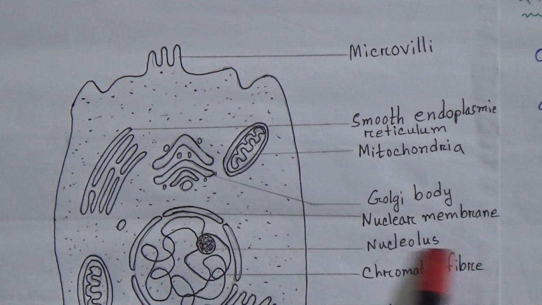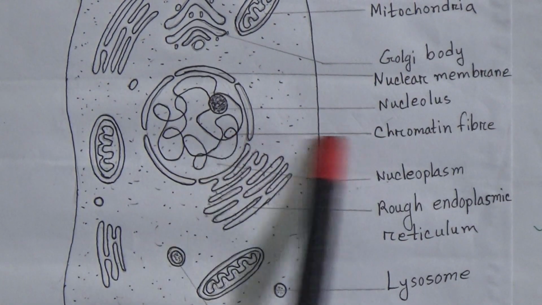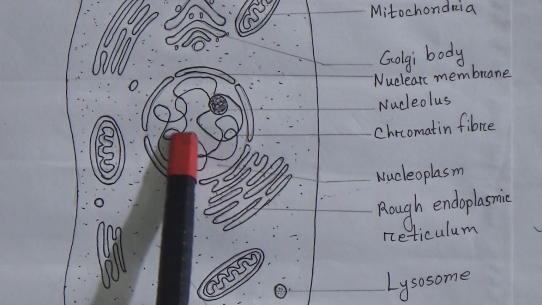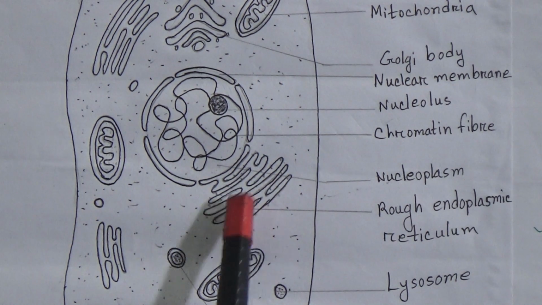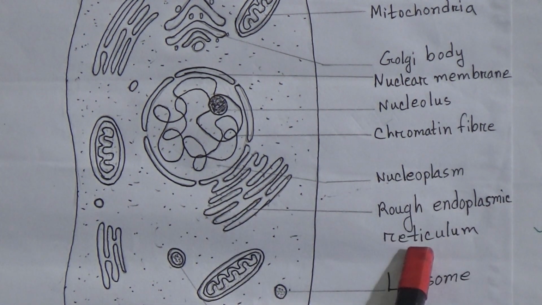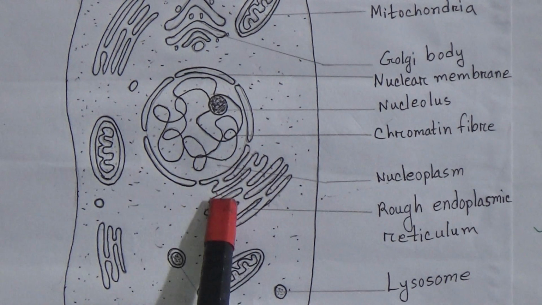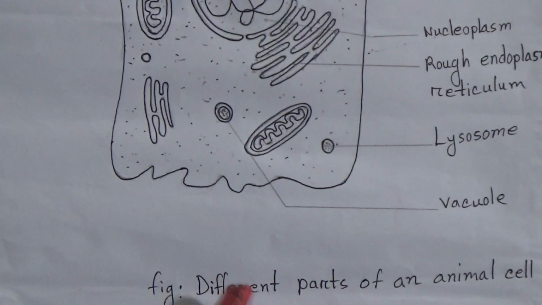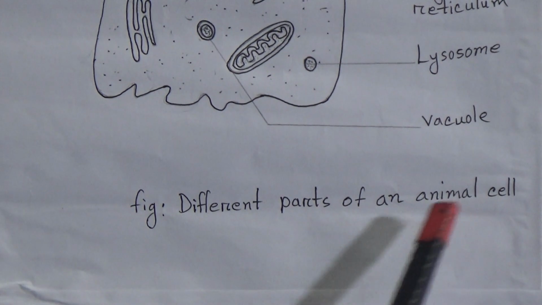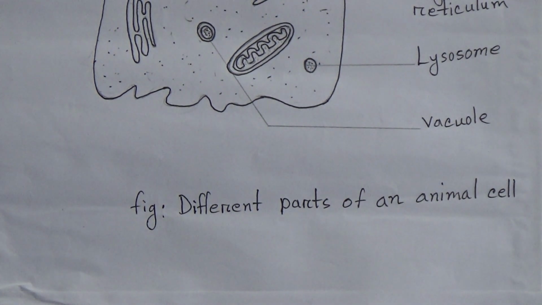And here is nucleolus. Chromatin fiber. And here is nucleoplasm. Inside this nucleus, here is nucleoplasm. And this one is rough endoplasmic reticulum. And this one is lysosome. And here is vacuole, a small vacuole. And the figure name is different parts of an animal cell. Now students, question 2.